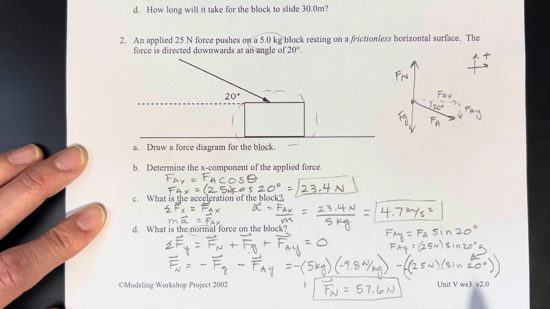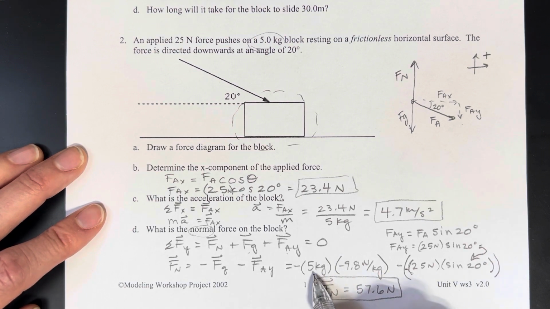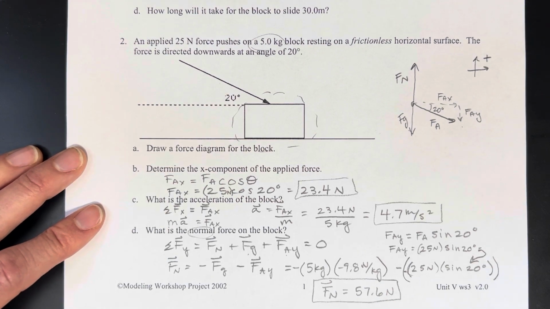Now notice that your normal force is going to be bigger than the force of gravity. So force of gravity is 5 times -9.8, so that's -49 newtons. And so normal force is bigger than that. So that is problem number 2. We also had to do problem number 3.